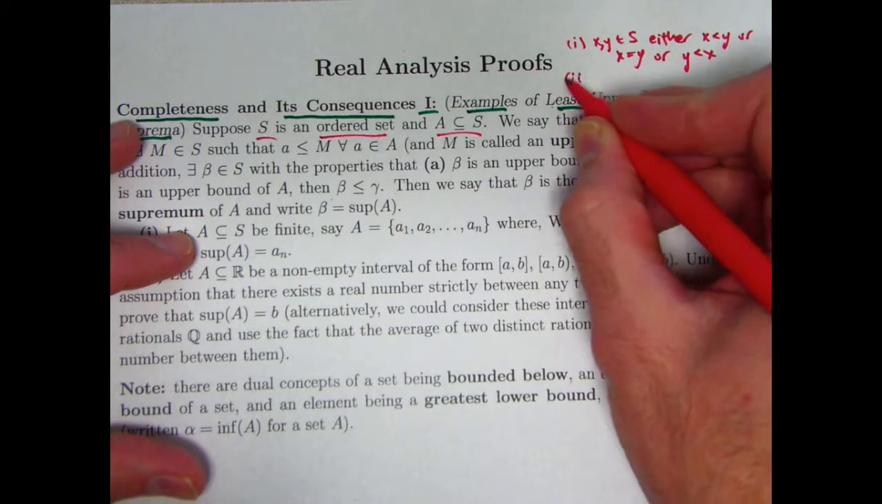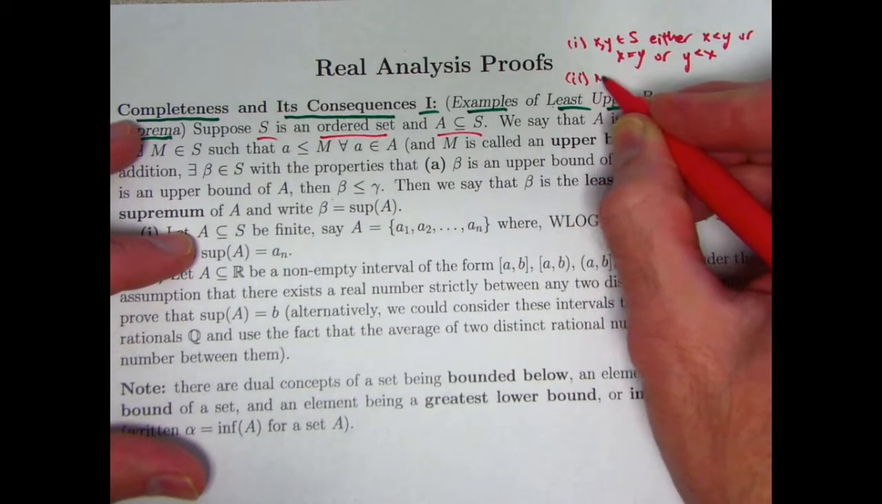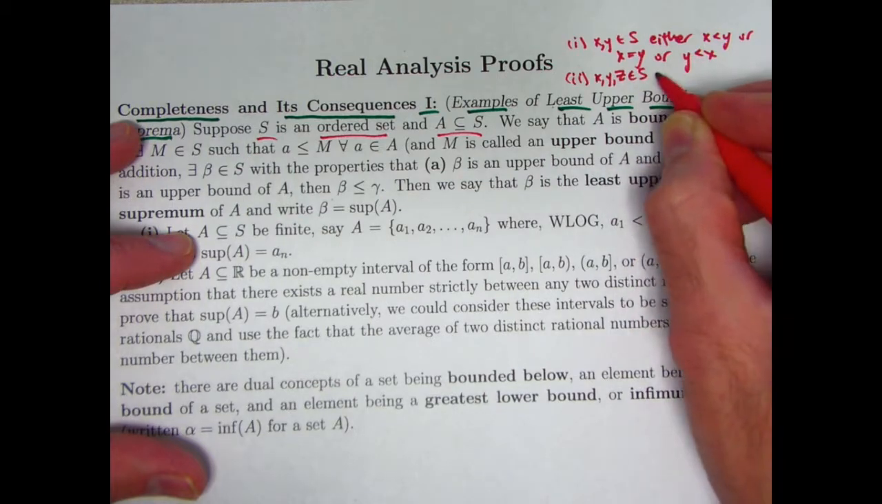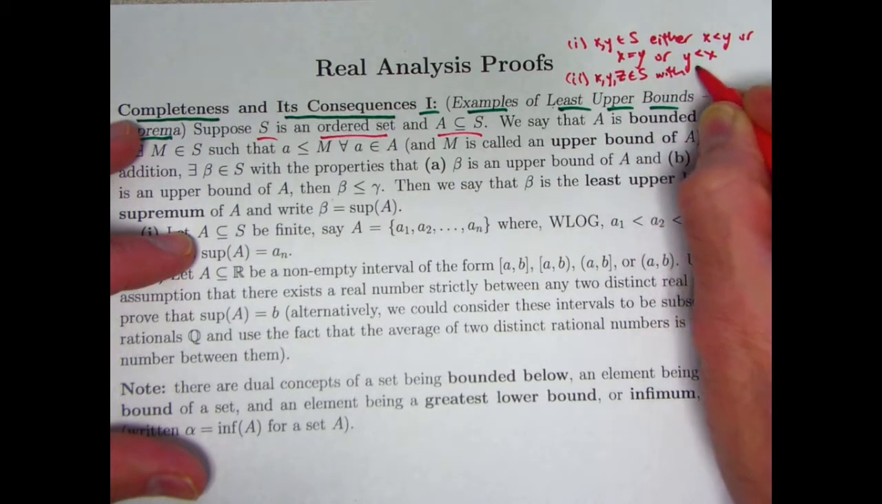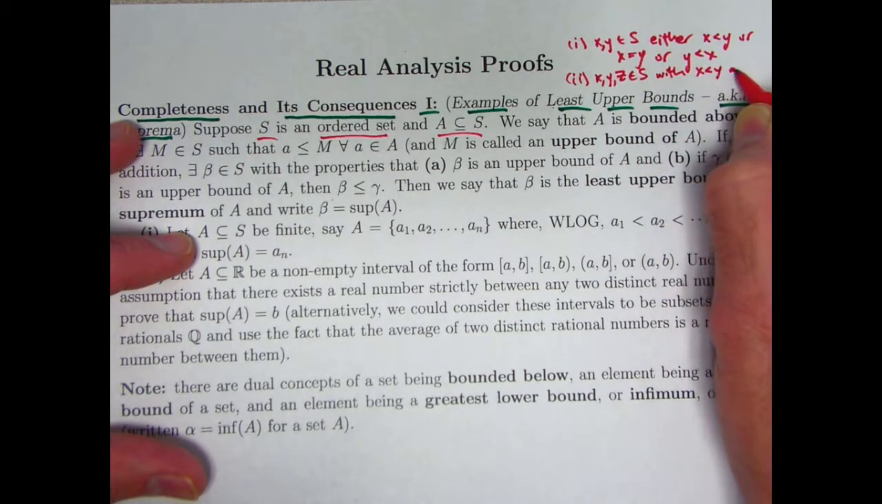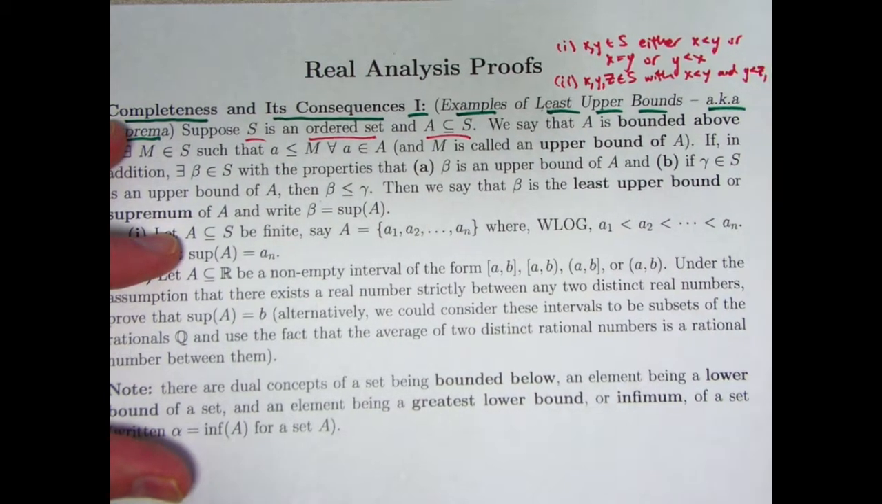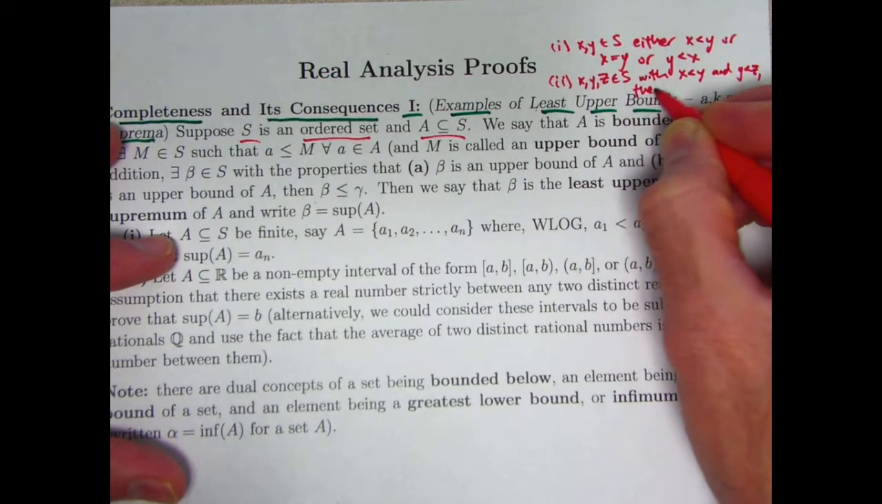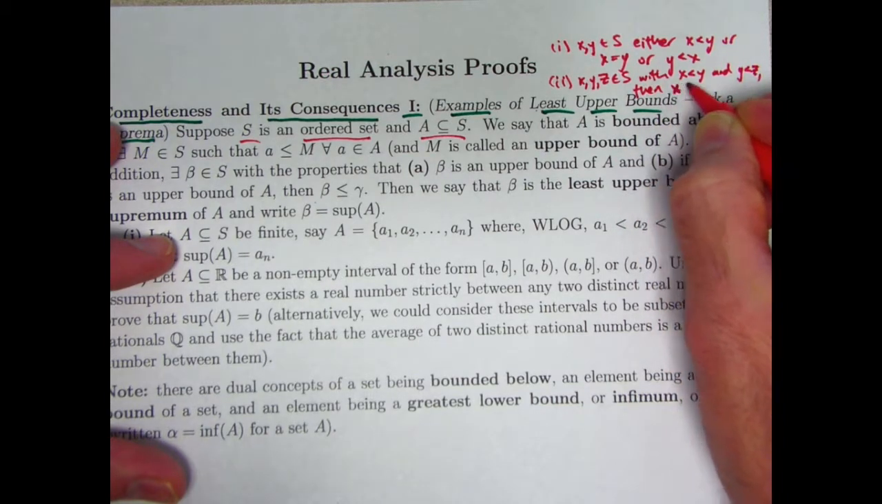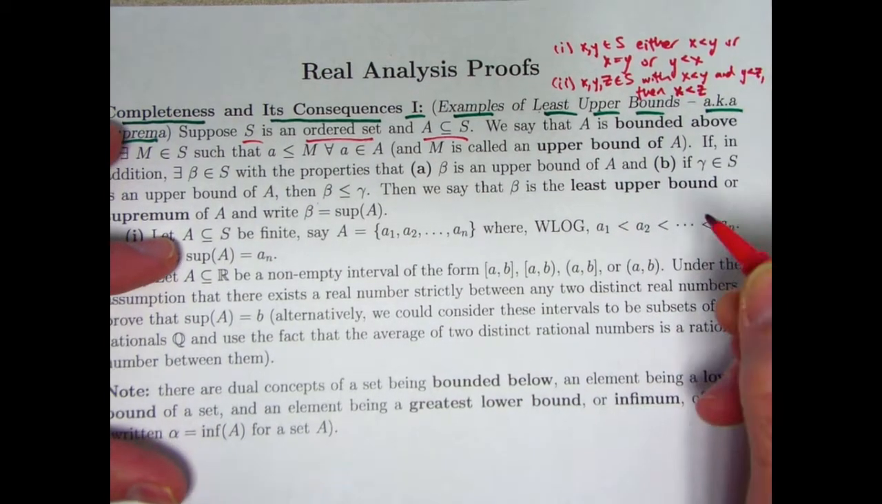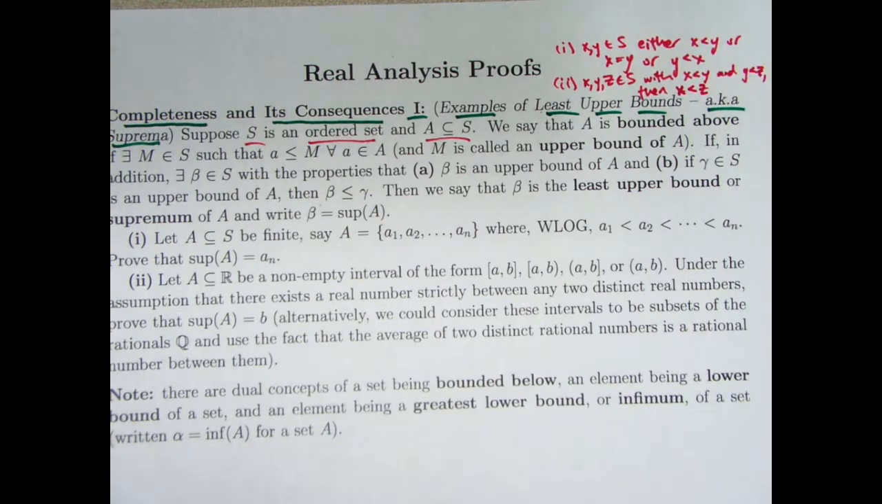And there's also a transitivity property. If X, Y, and Z are three elements of S, with, say, X less than Y and Y less than Z, then X must also be less than Z, a transitivity property. So that's what an ordered set is.